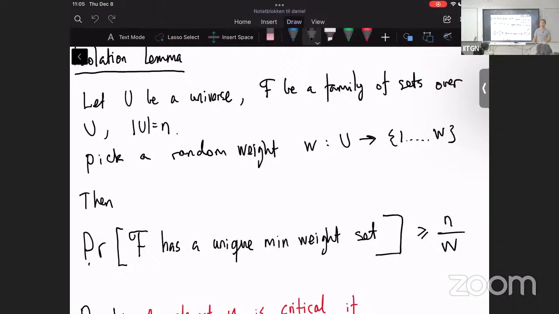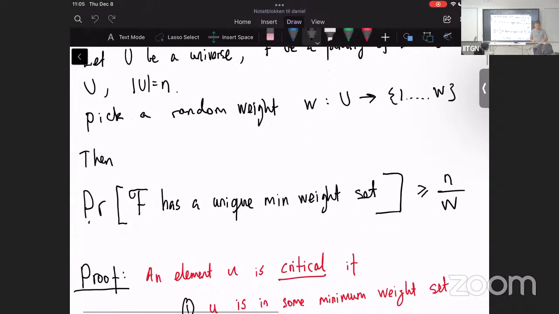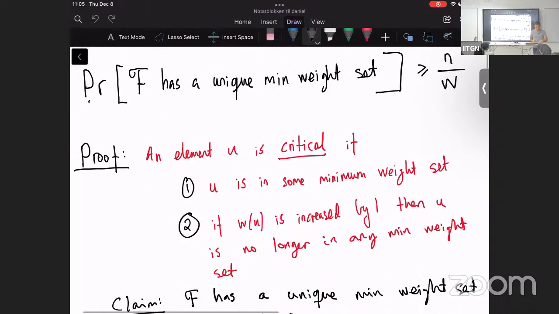And this is something that should come a little bit as a surprise, because neither the probability nor the weight function is a function of the family at all, right? It seems like you take any family over a universe of size n. If you pick a random weight function, with probability at least 1/2, the minimum weight set will be unique. The proof of this is kind of cute, so I'm going to show it.